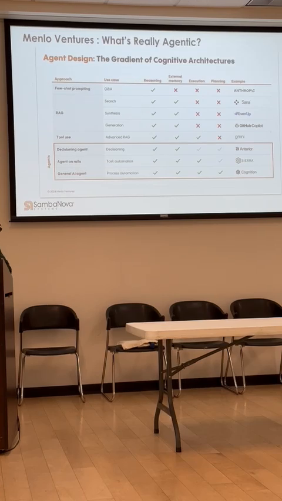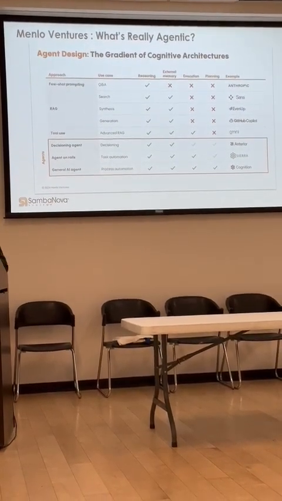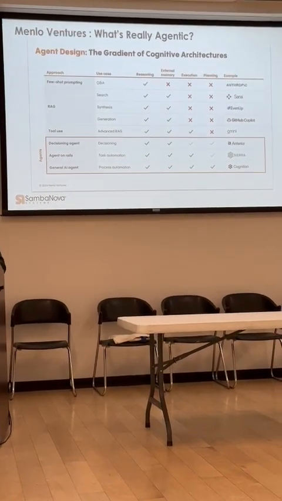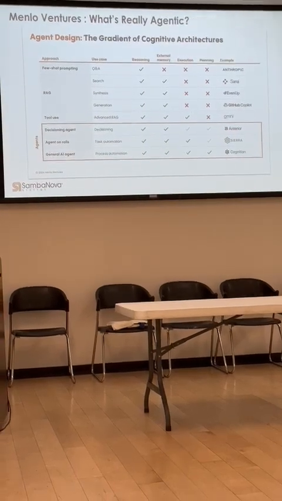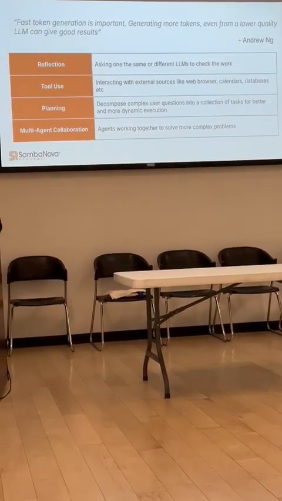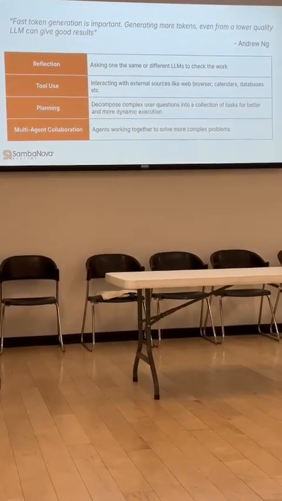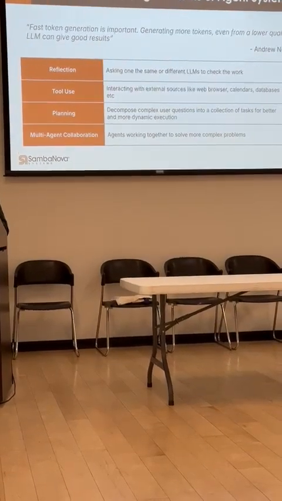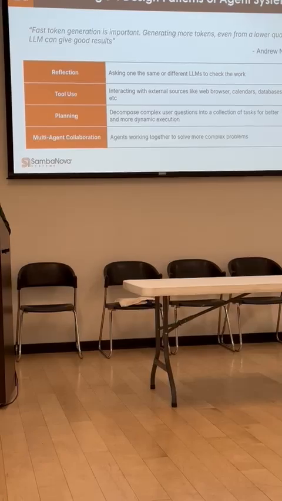The next level is basically the agent, which will help in making decisions and be an expert at automating multiple processes and make life easier for us. This is similar to the 4 points that Andrew talked about for design patterns: reflection, tools, planning, and then multi-agent collaboration.